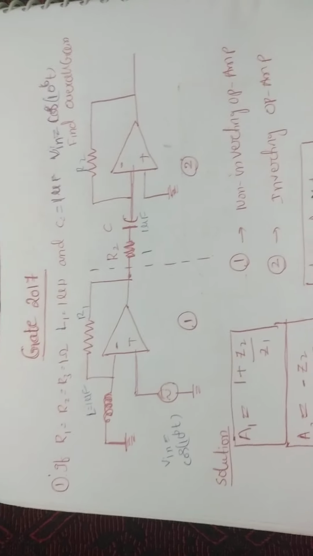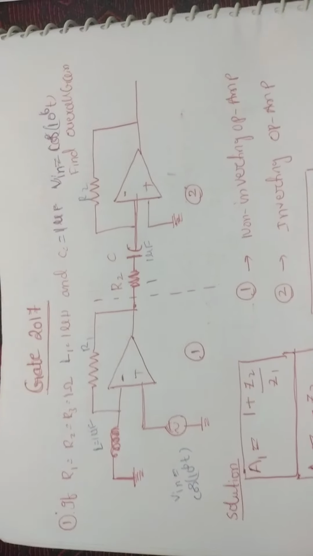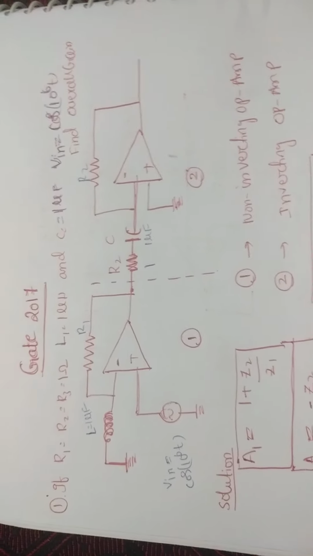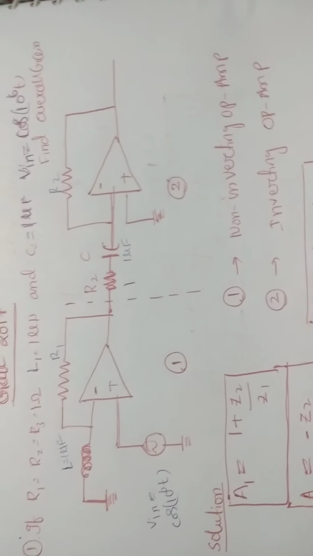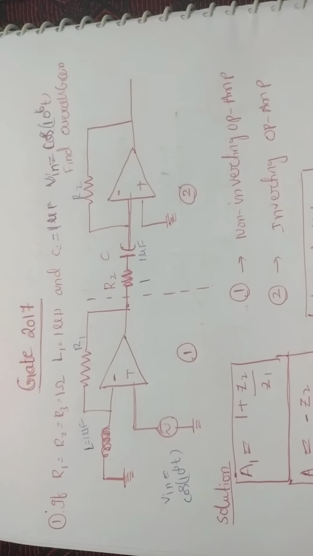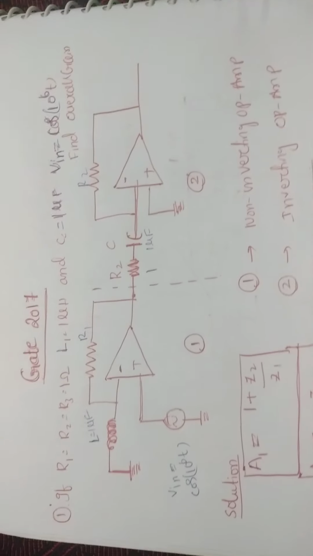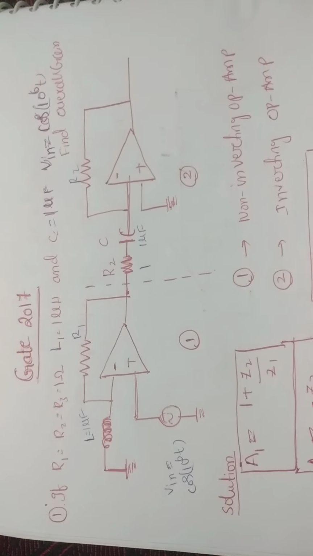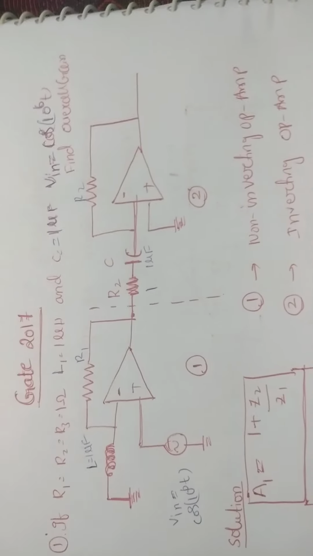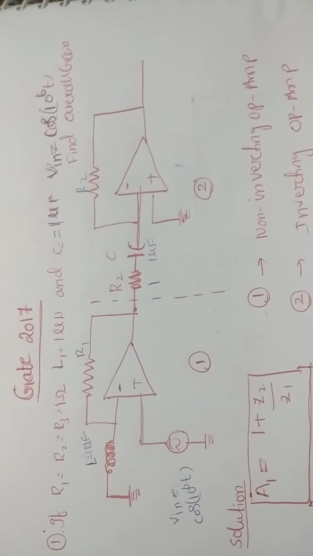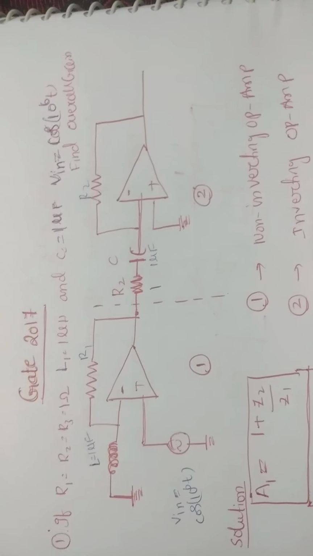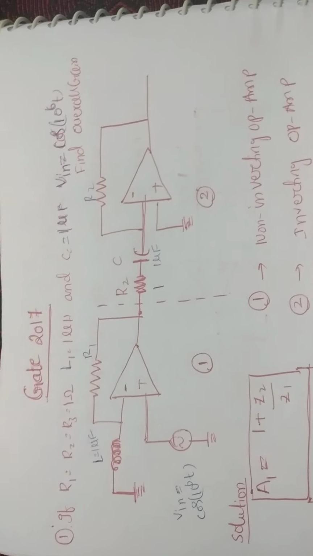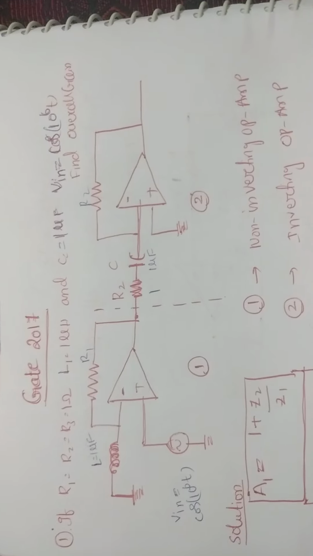Hi friends, this is the GATE 2017 question related to analog electronics. The topic is operational amplifiers. The question being asked in this examination is: if R1, R2, R3 are equal to 1 ohm, L is equal to 1 microhenry, and C is equal to 1 microfarad, and the input voltage for the given circuit is cos 10 power 6 t, find the overall gain.